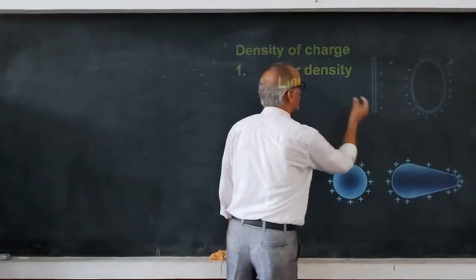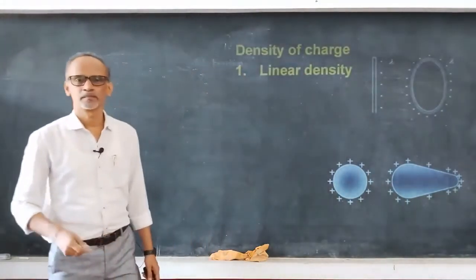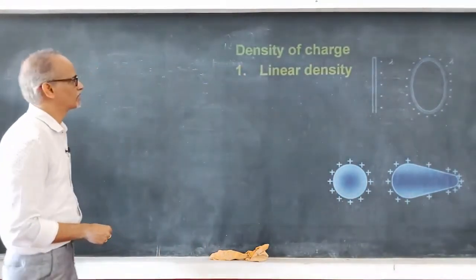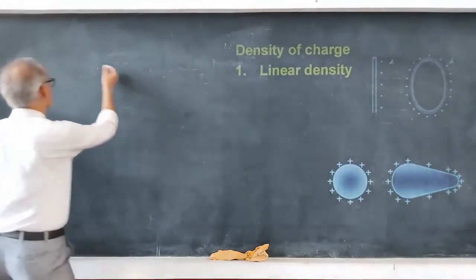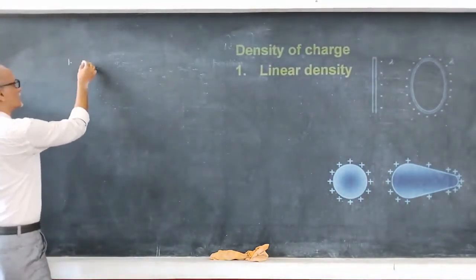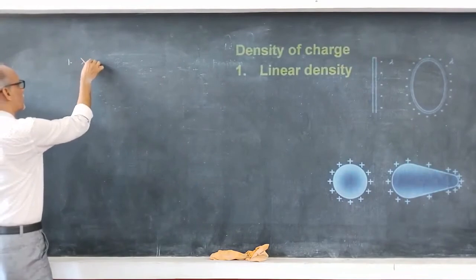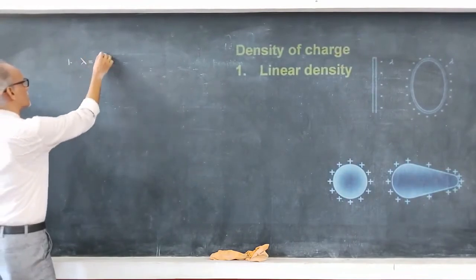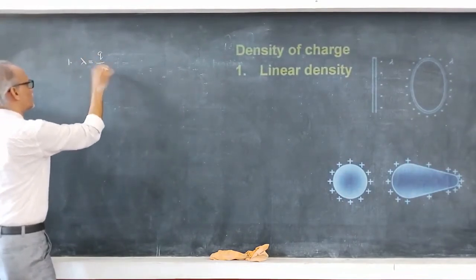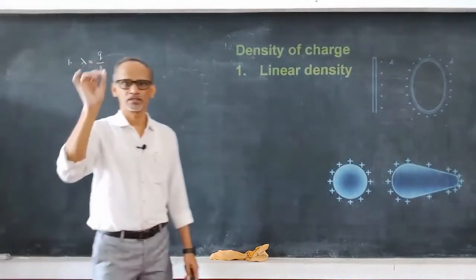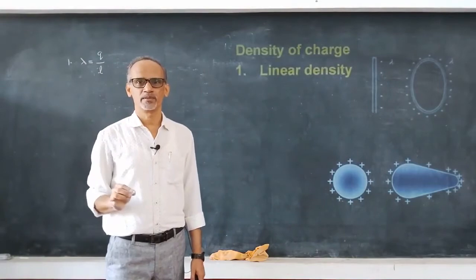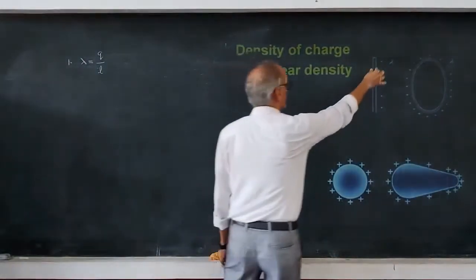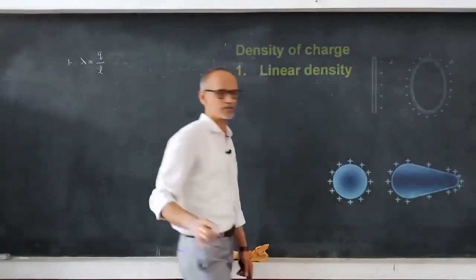A ring or a straight wire. So what do you mean by linear density and how to measure this? Linear density of charge, the symbol used for that is lambda. Linear density of charge is defined as charge per unit length, where the charges are uniformly distributed. So you can see on this entire conductor, the distribution is uniform.